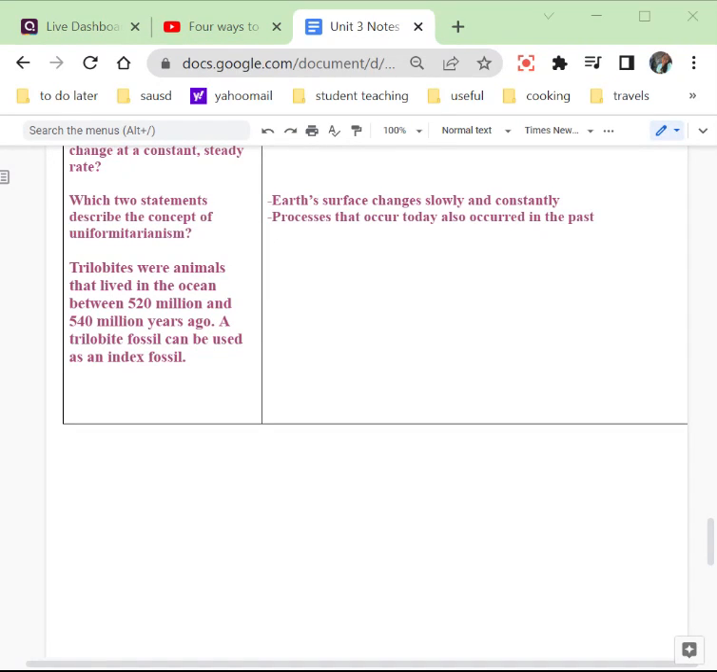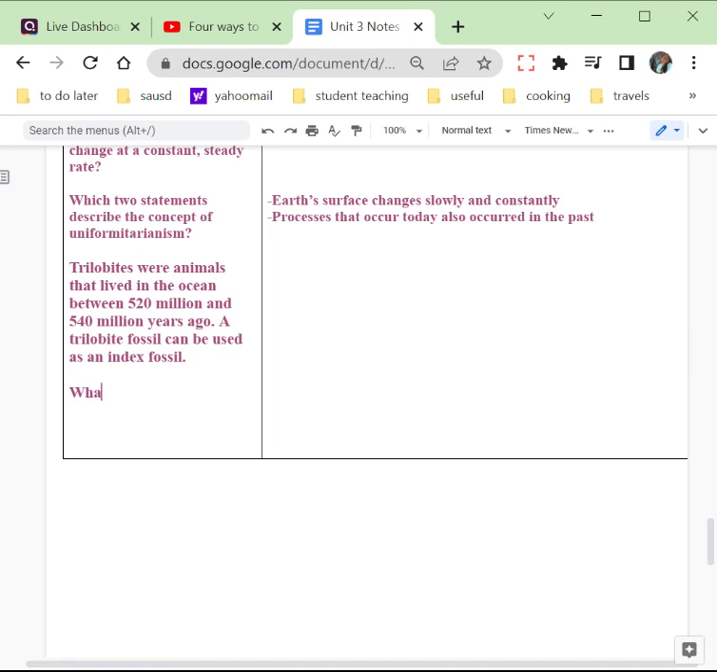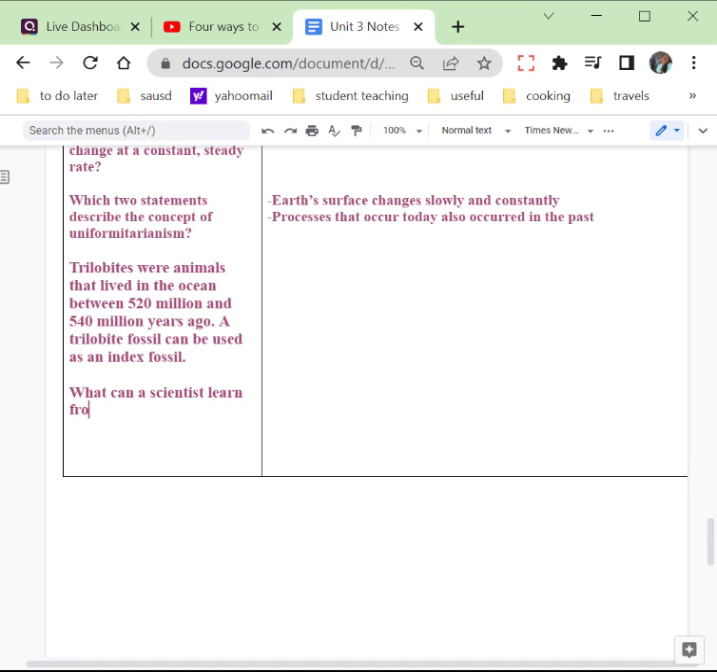Well, let me put the question too. So here's the example. So what can a scientist learn from a trilobite fossil?